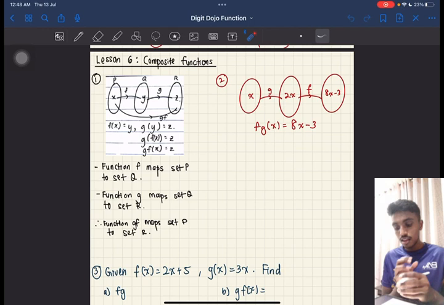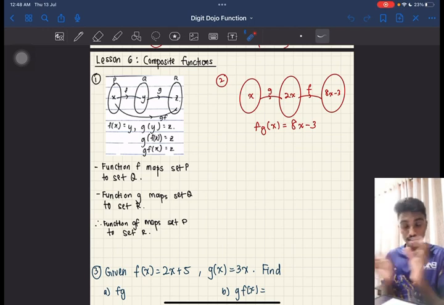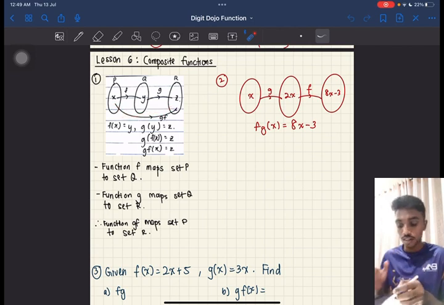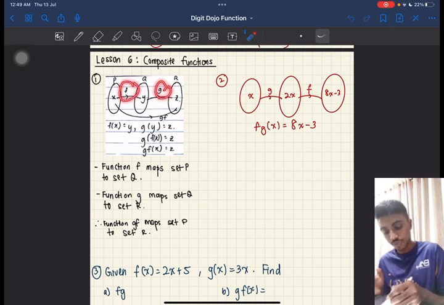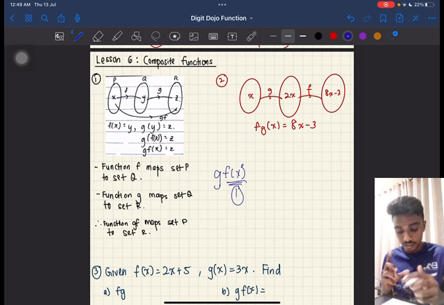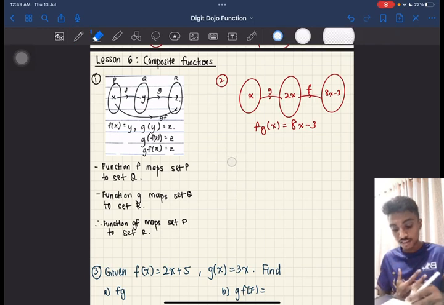When we want to combine all these three sets and both functions together, we say function gf maps set p to set r. It's gf, not fg. In this gf, always remember fx comes first, followed by g. So we have to make sure we understand this.